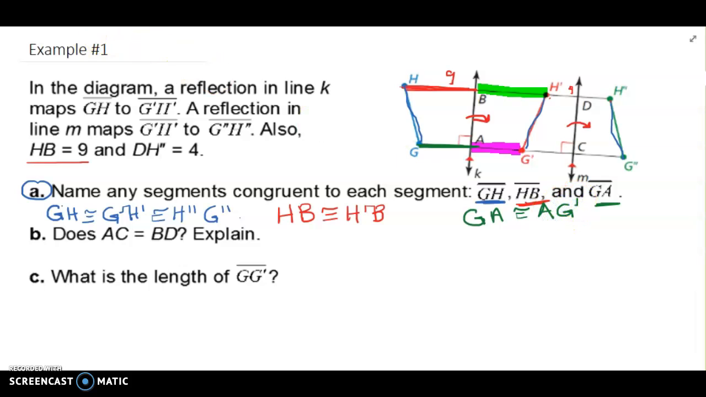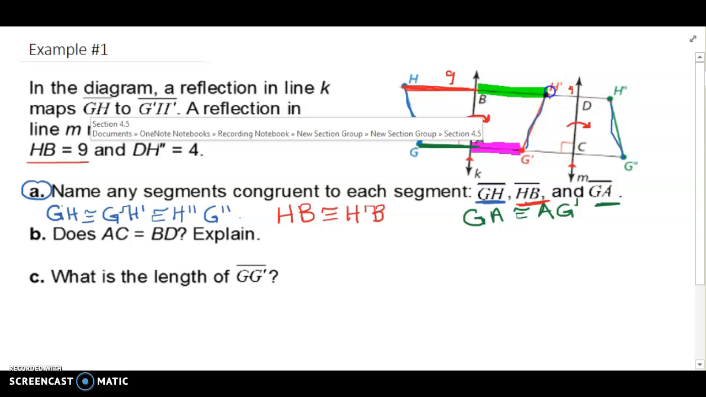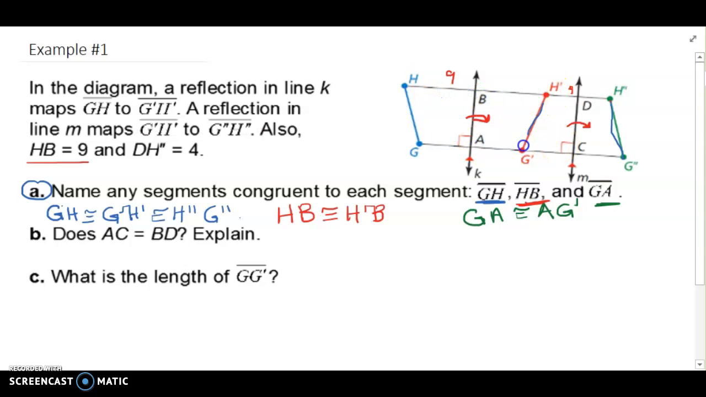All right, let's look at part B now. It says, does AC equal BD? Okay, now I'm going to come through and just delete or erase a lot of that. All right. So does AC, so AC is right here, equal BD?